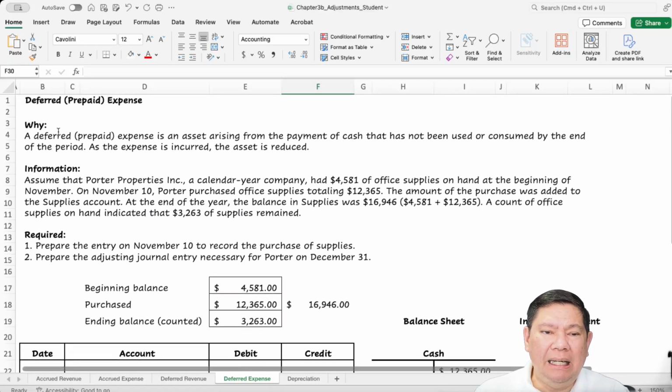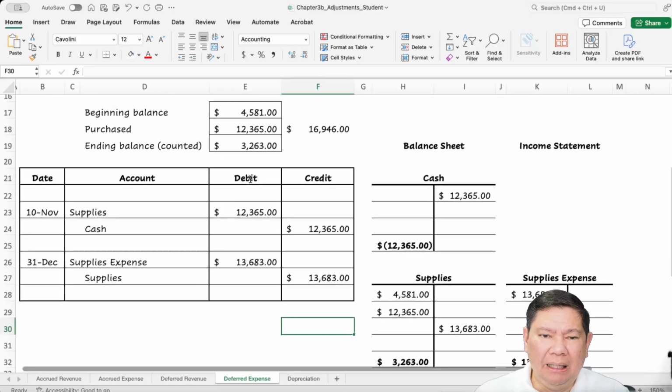And that's one of the deferred or prepaid expenses.